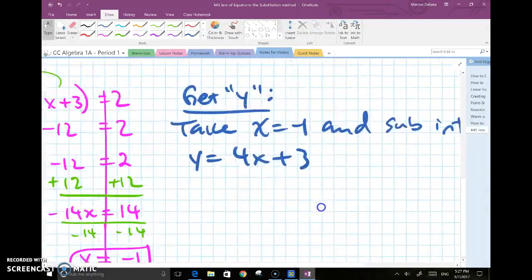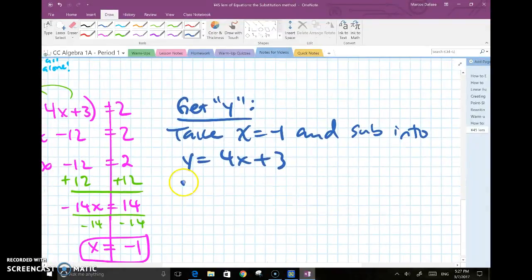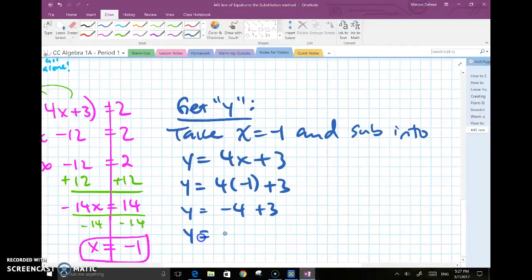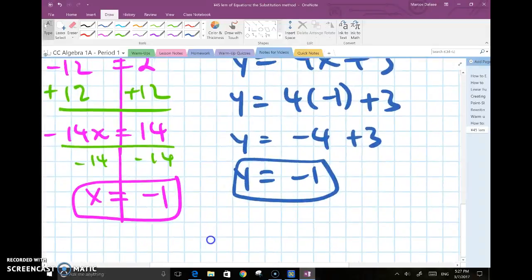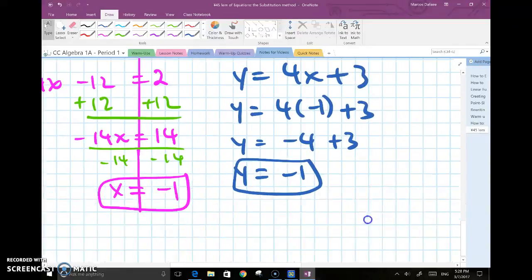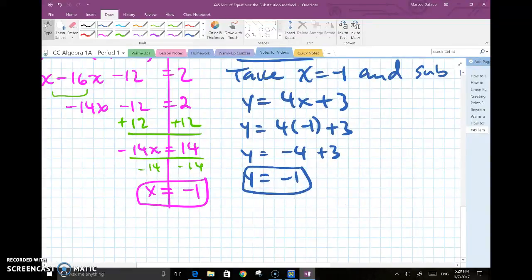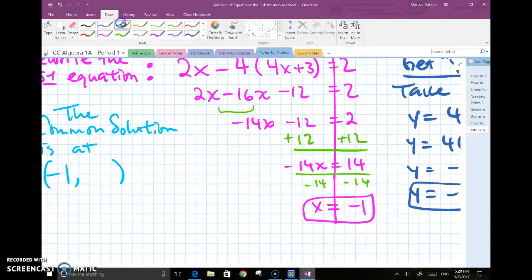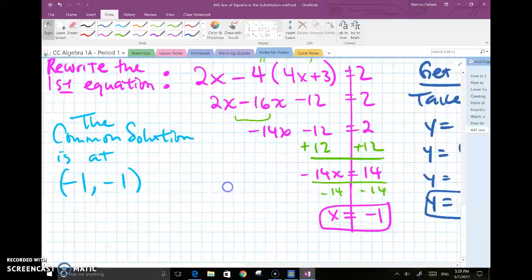Now when we do this, again, be careful with the math, we get the following. Y equals 4 times -1 plus 3, which is like saying y equals -4 plus 3, which is like saying y equals -1. And if you're thinking, well, I got the same answer as my x, that's okay. Math sometimes is funny like that, but just go with it. So our common solution is -1, -1.